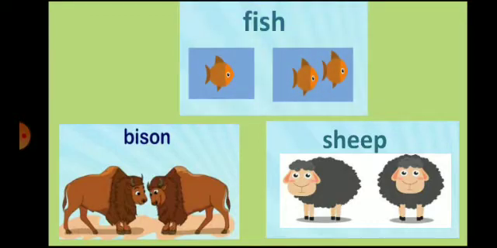A few more examples, bison. Bison is the same for singular and plural. Then sheep. We don't say sheeps. That is wrong. This is sheep. Then fishes. Fishes is also wrong for singular and plural. If there is one fish, we say fish. If there are many fish, then also we say fish. We say fishes when we are talking about different kinds of fish. At that time, we use the word fishes. But for singular and plural, we use the word fish only. Okay. Now we will see rule number 6.